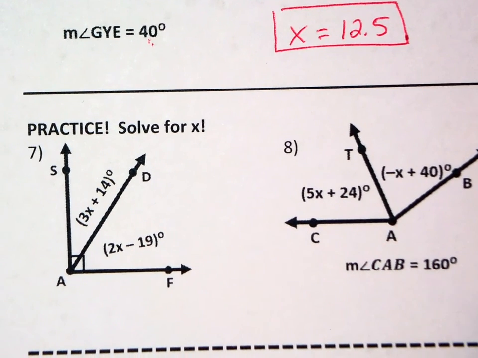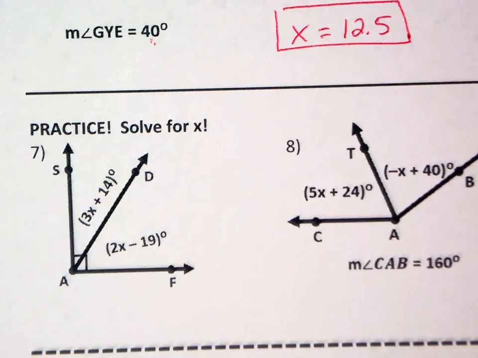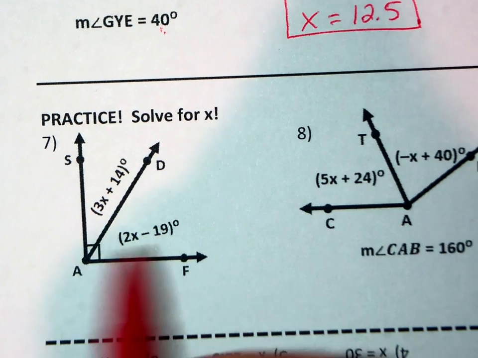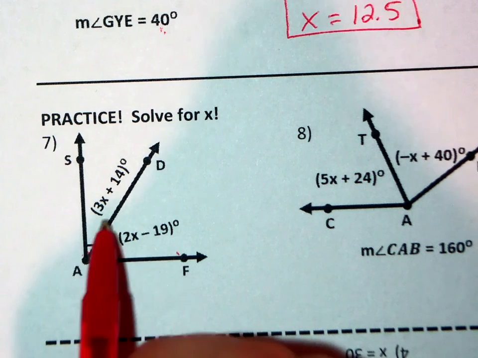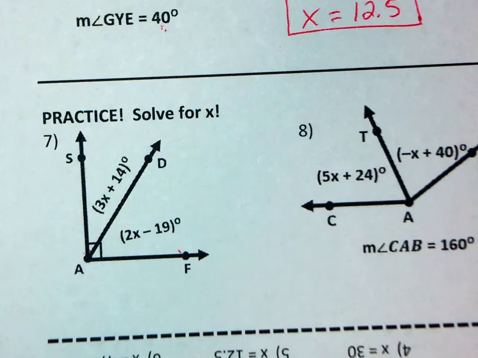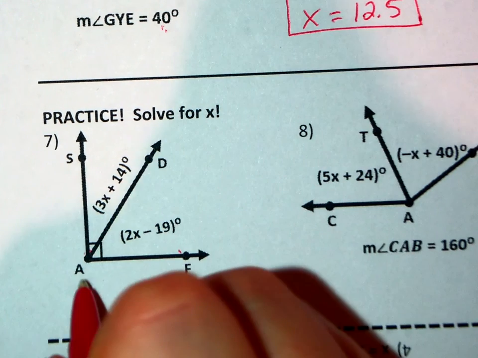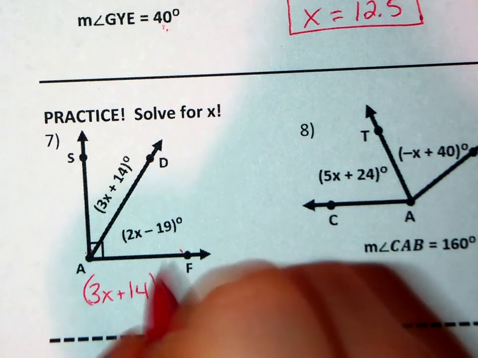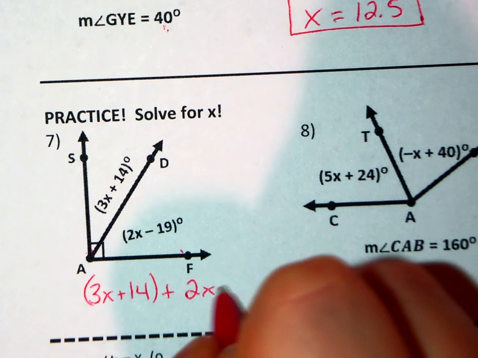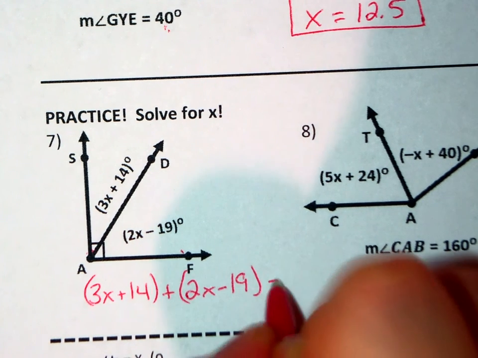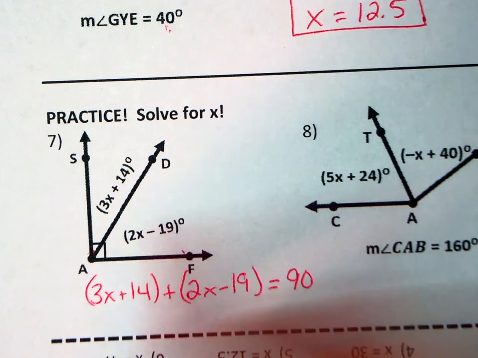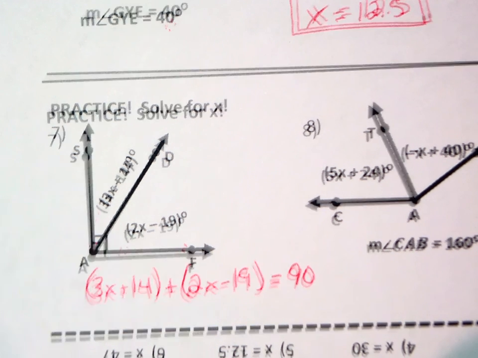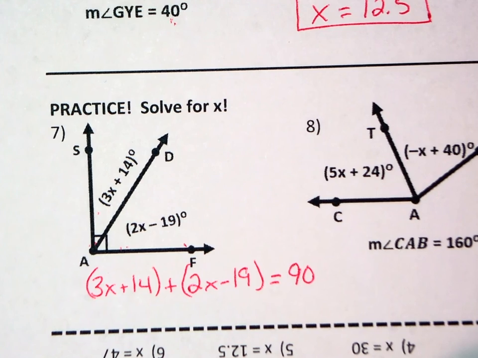These last three problems, the answers were not given to you. I will give you your answers and your solution, and I'm going to show you the setup real quick. So we have a complementary angle because the two angles together add up to 90 degrees. So 3x plus 14 plus 2x minus 19 is equal to 90 degrees because complementary angles add up to 90 degrees. Combine your like terms and solve for the value of x.